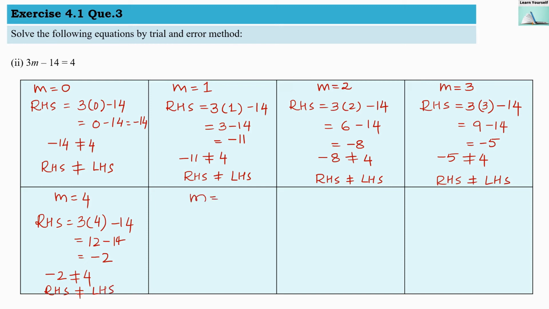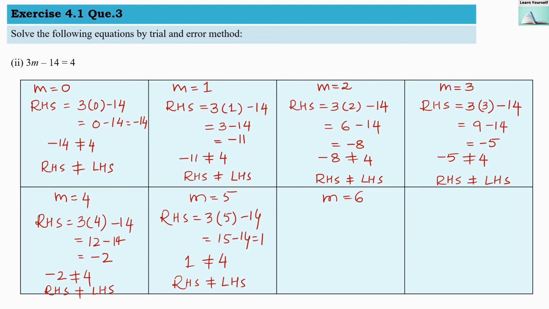Let us take m equals 5 in RHS. So we will get 3 into 5 minus 14. So 15 minus 14, we will get 1. So 1 is not equal to 4. So here also RHS is not equal to LHS for m equals 5.